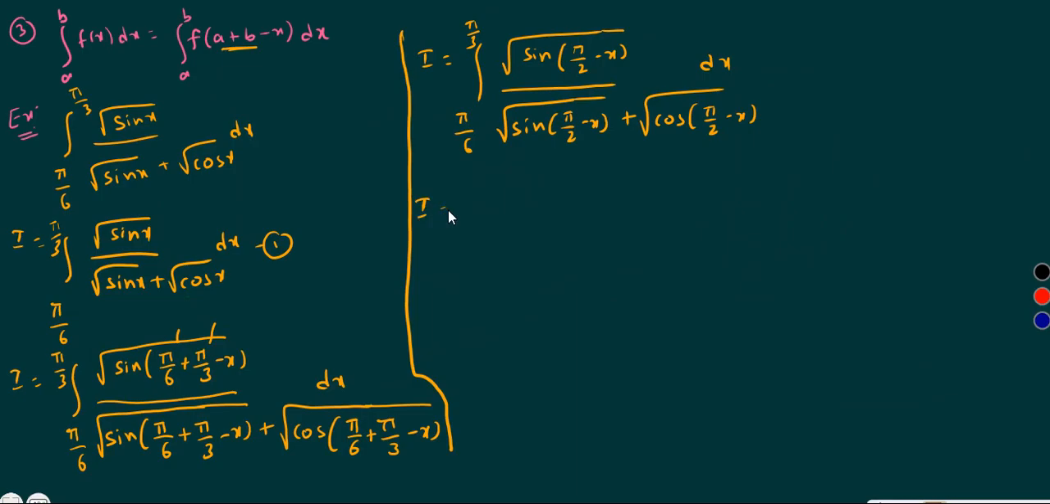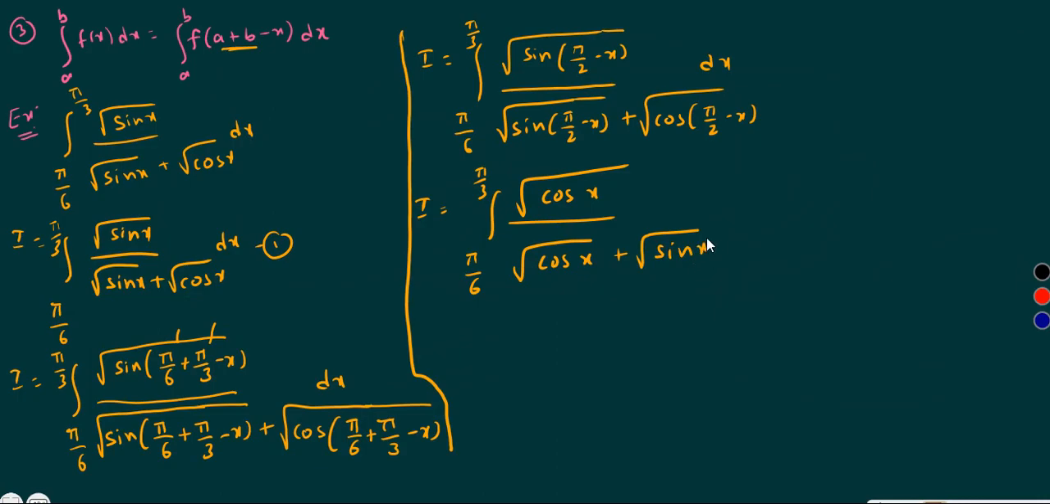I equals the integration from pi by 6 to pi by 3 of square root of sine of 90 minus a is cos a, so cos x, by square root of sine of 90 minus a, cos x, plus cos of 90 minus a, sin x dx. This is equation 2. Now add 1 and 2, add 1 and 2.